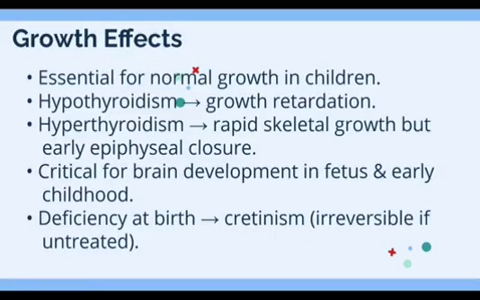What are the growth effects of thyroid hormone? Thyroid hormones are essential for normal growth in children. When there is a deficiency in thyroid hormones, like in hypothyroidism, there is growth retardation. When there is an increase of thyroid hormone, like in hyperthyroidism, there is rapid skeletal growth, but early epiphyseal closure happens. Thyroid hormones are also critical for brain development in the fetus and early childhood. So when there is a deficiency at birth, it can cause cretinism. If it is untreated, the condition is irreversible.